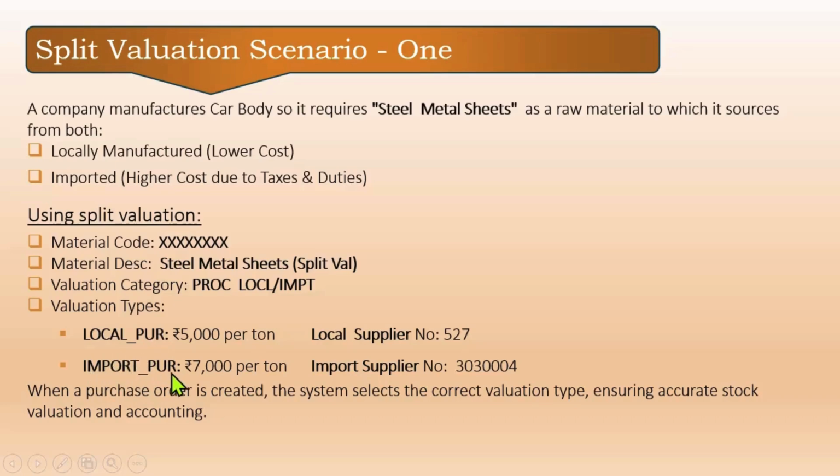Okay, purchase, local purchase, or you can say procurement. Then the description will give us procurement locally and imported. For imported, we will consider the cost of the material as 7,000 per ton. Locally, we'll consider 5,000 per ton. We'll just take this scenario as a sample and we'll do the configuration. Then we'll move on to scenario 2.